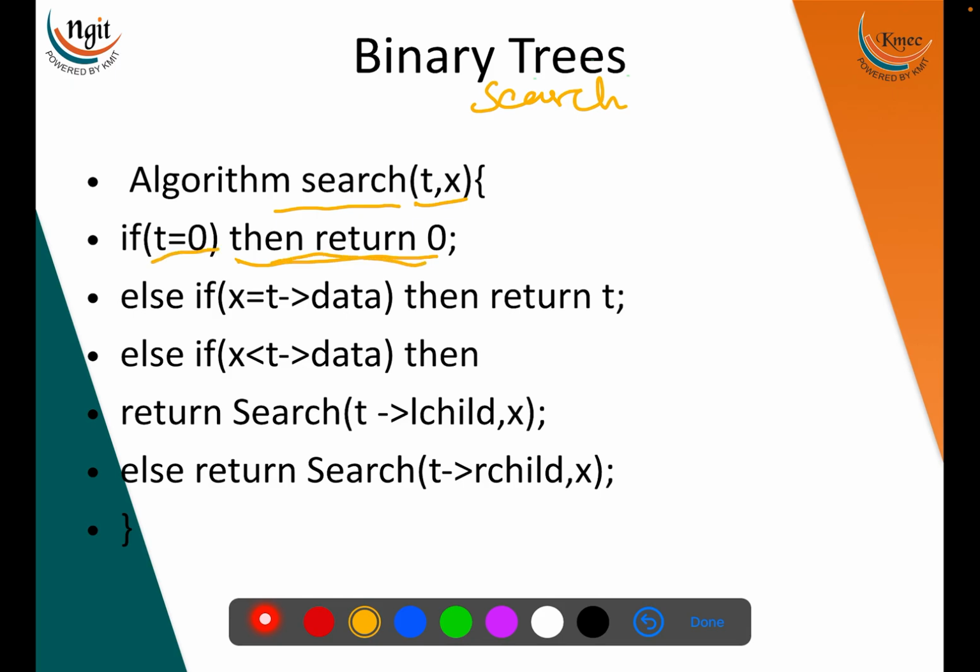If my target element is 0, then return 0. Else if x equals t's data, then return t. That means if my target element matches with x, then we will return that element. If it is less than, then we will go for the left child. If it is greater than, we will go for the right child. And this is your recursion operation. This will happen recursively until you find the element.